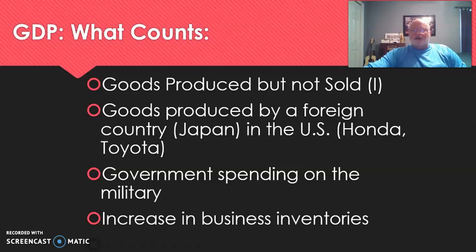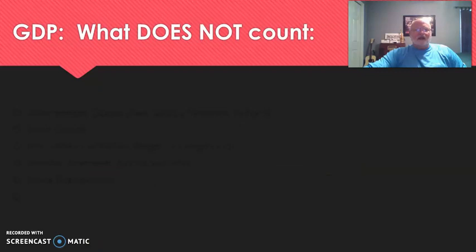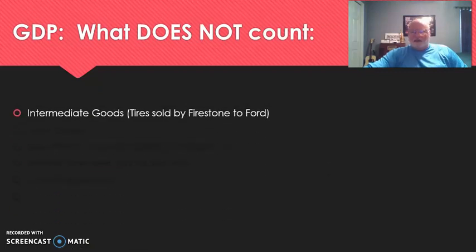So you might want to underline or circle inventories in your notes. Okay, going on to the next slide. What does not count? Intermediate goods. I made a big deal of this in class, and I always use the example of tires or spark plugs. I'll go with the spark plug here.